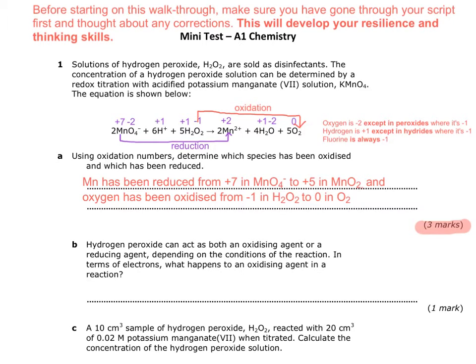You start off by saying manganese has been reduced, so you've made a statement. Now you say what number it was to start with, +7, and in what substance was it +7, MnO4-. What does it end up as when it's reduced? It ends up as +5, and what substance is it in? MnO2. For oxygen, oxygen has been oxidized from -1 in H2O2 to 0 in O2.